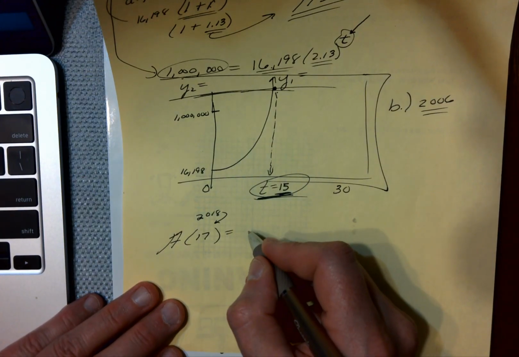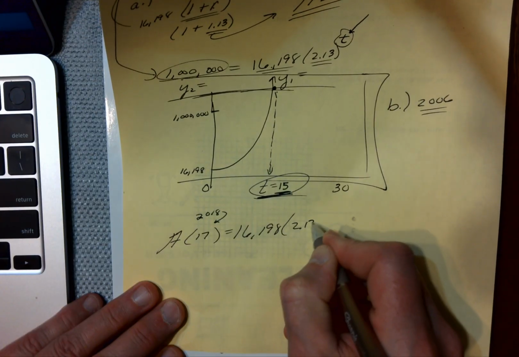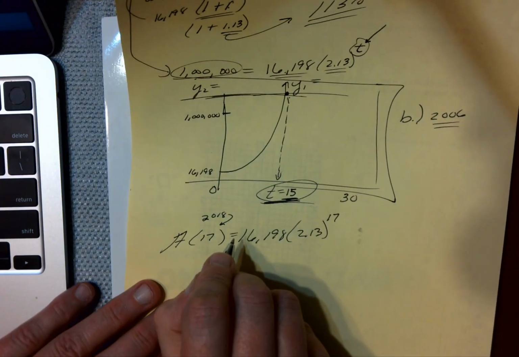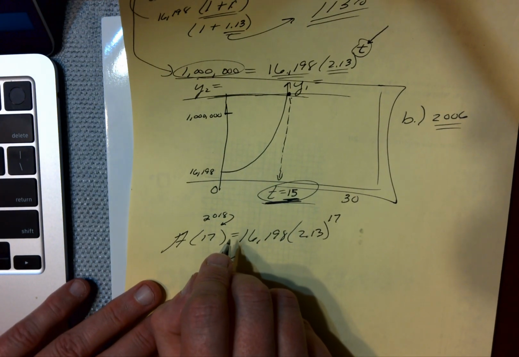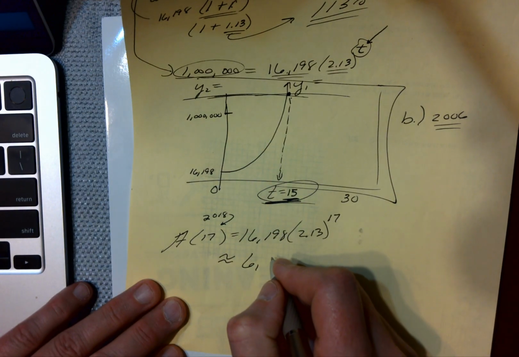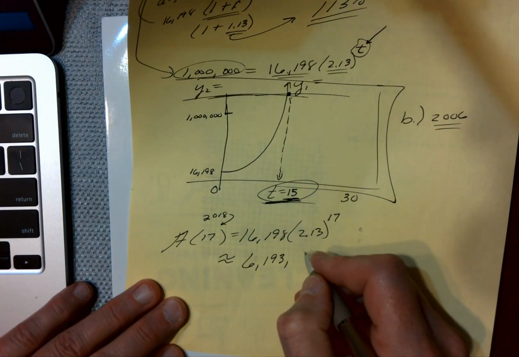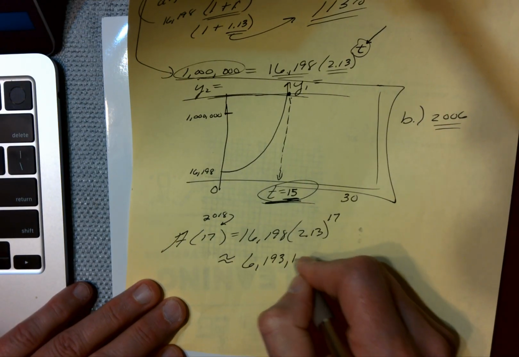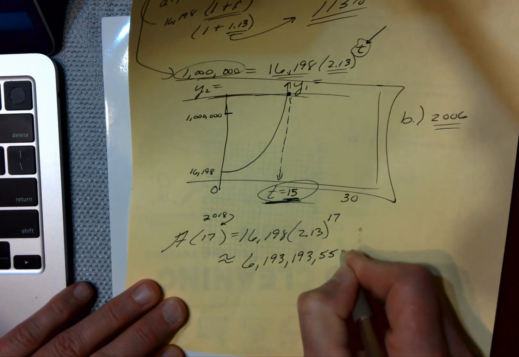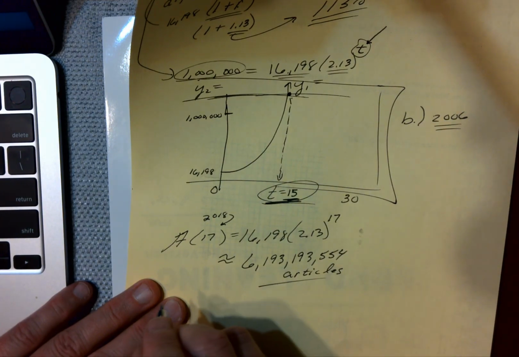So let's put this in your formula. Your formula was 16,198 times 2.13 to the 17th power. Punch it in, and what do you get? You're going to get a large number, 6,193,554 articles. And there you go.